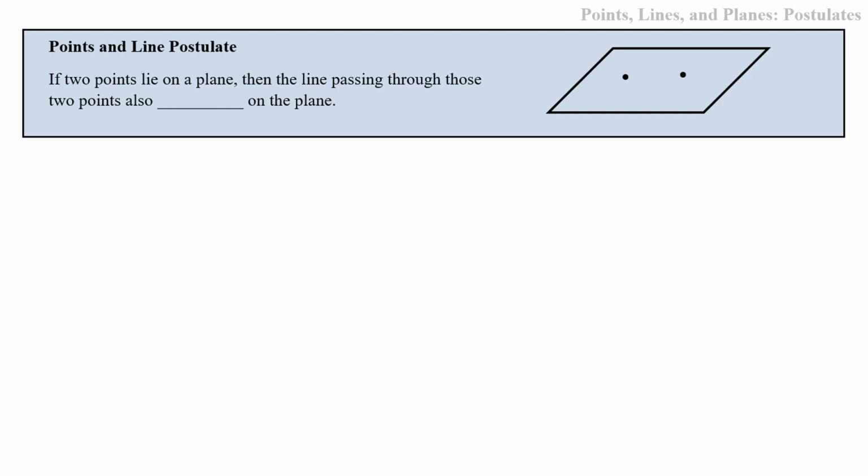Points in a line postulate. So this one says that if two points lie on a plane, as you can see in that picture up there, then the line passing through those two points also lies what on the plane? Okay? So I'm going to draw a line, and you guys go ahead and draw this line too. But what do we know about that line in that plane? Well, if the two points are on the actual piece of paper, then the line that you drew through those two points also has to lie on that plane as well.